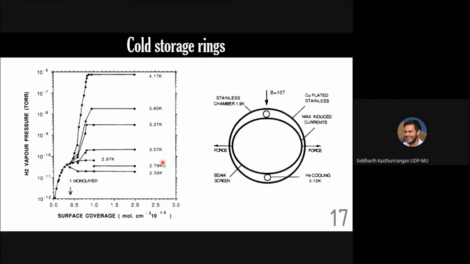And beyond a certain point, once the surface has been depleted, you have only one monolayer of hydrogen. So you have only one single layer, and that's it. It's a very thin layer of hydrogen.